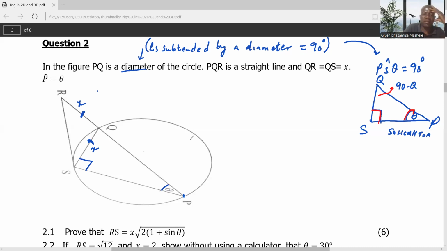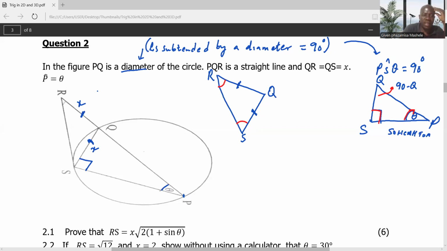Okay, another triangle. Another triangle is this one. That's R. There's Q, there's S. This side and this side are equal. And we know if these two sides are equal, this triangle is an isosceles triangle. So it means this angle and this angle are equal.